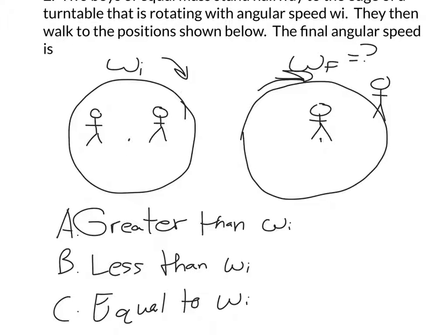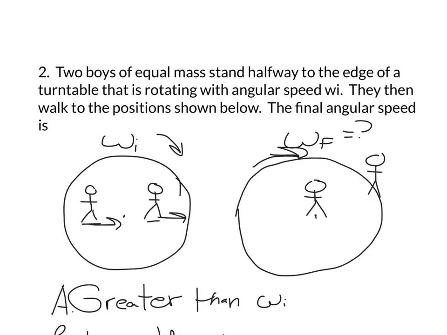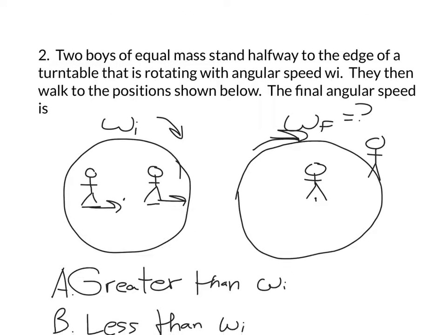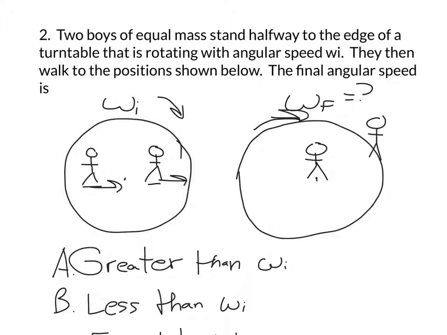So let's think about this, because there aren't any numbers here. We have this guy here who's going to move to the center, and we have this guy here who's going to move to the edge. This is where they end up. And when I look at the initial bit, the important thing they tell me is they have equal mass, and they were each standing halfway between the edge and the center, right? If that's the radius, they were halfway, each of them.